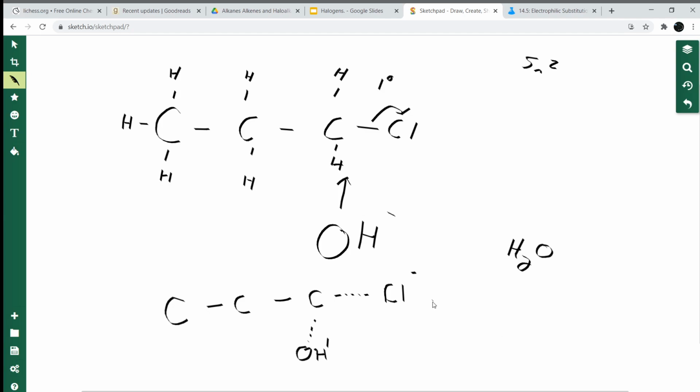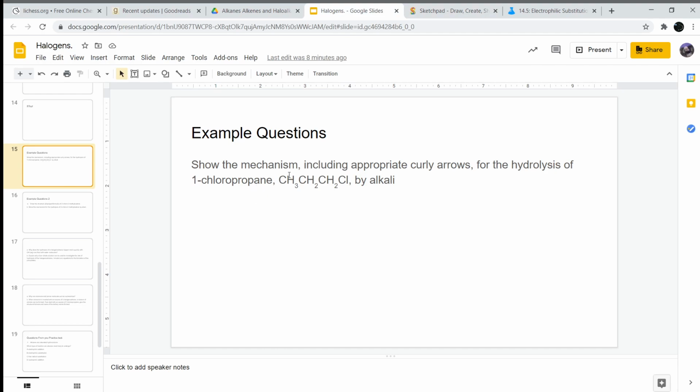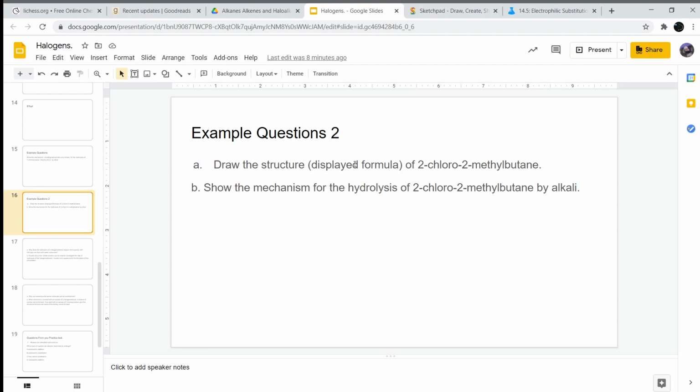And then we're going to have our last step, and then we'll have our full chlorine coming off right here. That's really all that we need to do to show this one, showing that the OH is coming in, and highlighting this curly arrow right here. That's our first problem, just showing what happens in an SN2 reaction. We can tell that it's an SN2 reaction because it's a primary halogen. Let's go ahead and work on the next one.